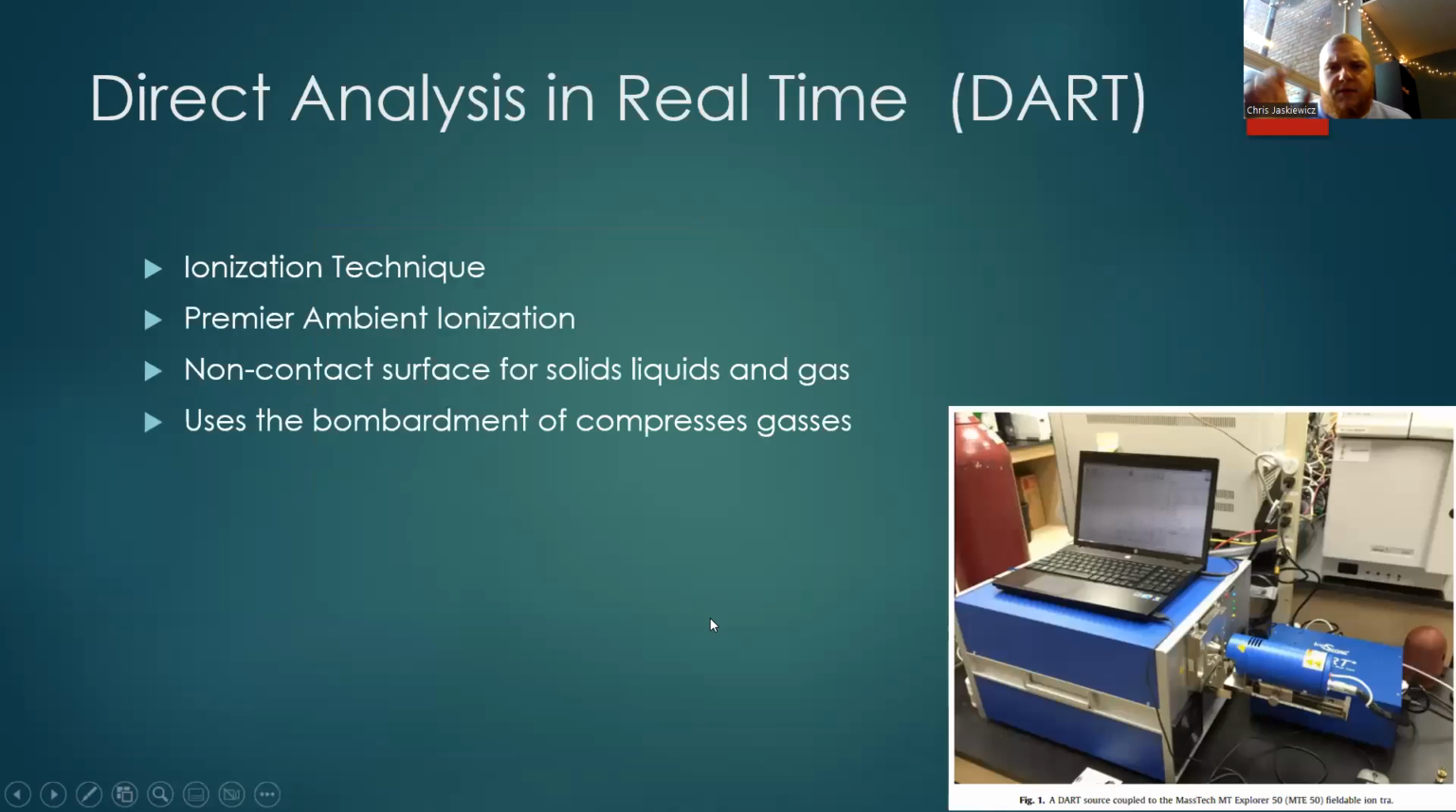So let's get into our applicability here. So we're going to talk about DART very fast, right? DART is an application called direct analysis in real time. It was created in the early 2000s, I believe around 2006, 2009 is when it really started to get going here. It was one of the first ambient ionization sources that were then able to be applied with direct contact of the sample. So the whole change here, right?